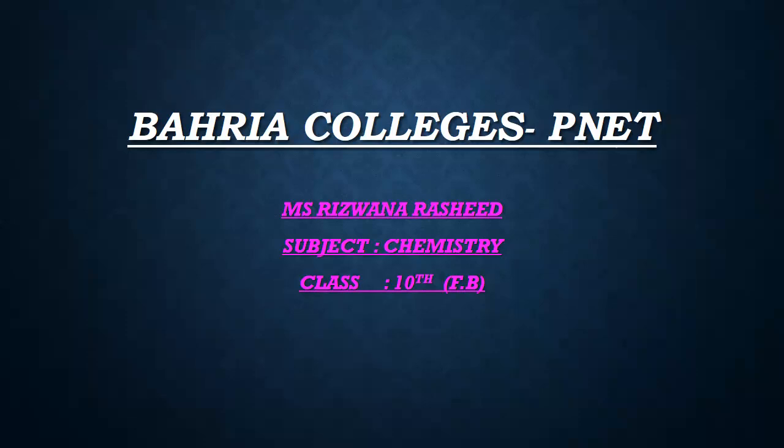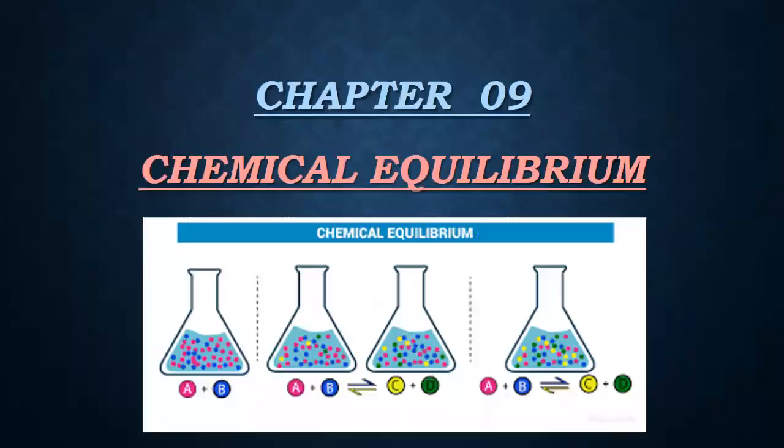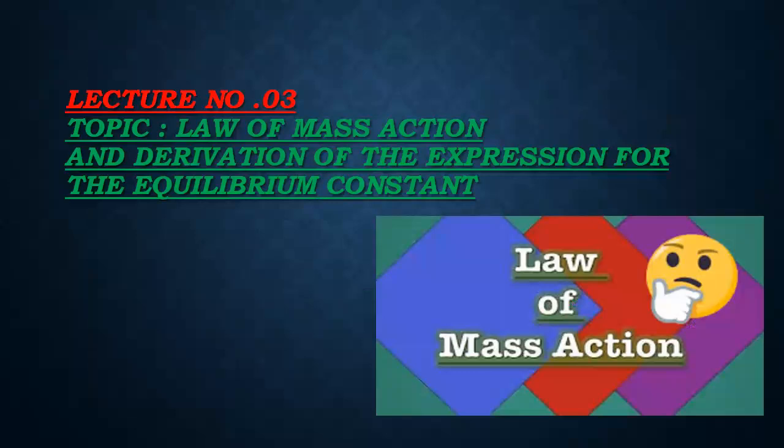This is the third online class of Class 10th Federal Board. Subject is chemistry. Students, you are studying chapter number 9, chemical equilibrium. You have studied two topics from this chapter, and today is lecture number 3, and the topic is the law of mass action, and also the derivation of the expression for the equilibrium constant.